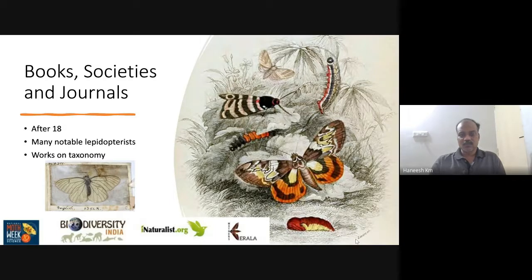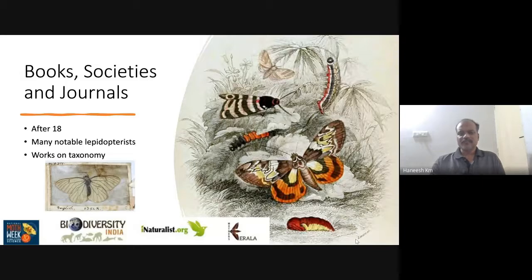So then books started coming up. Then there were more people working in the area, and they kept communicating. So some societies were formed. Then some journals started coming out in this area. Okay, so actually this is after the 18th century.